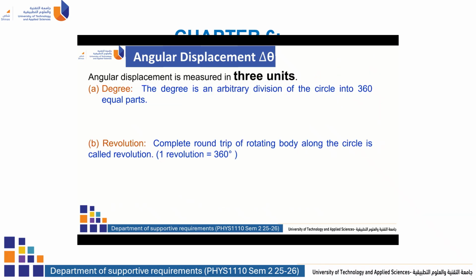Now, regarding the units of the angular displacement, we basically have three units, and we can use all of them. We can show the angular displacement theta in terms of degrees. If I say this is 20 degrees, then the value of the angular displacement is 20 degrees. This way we can show it.